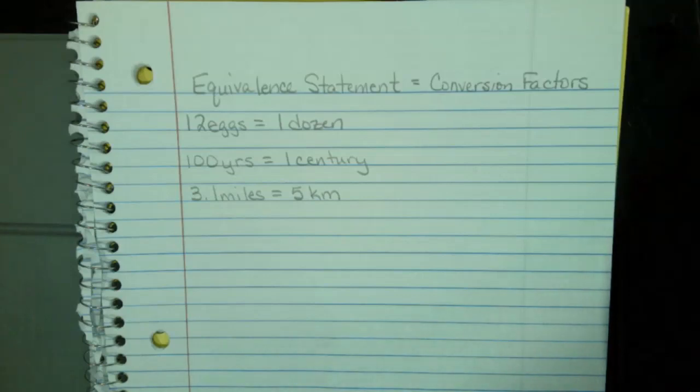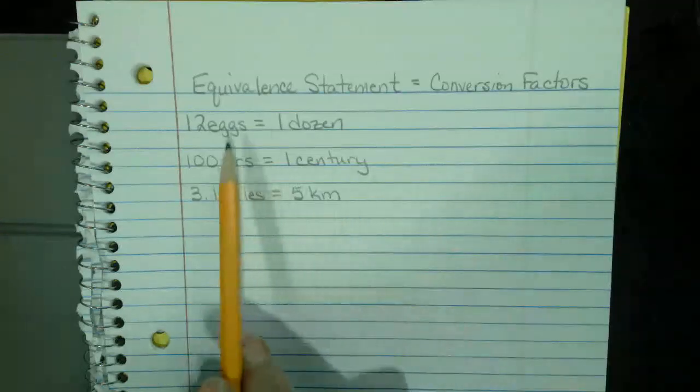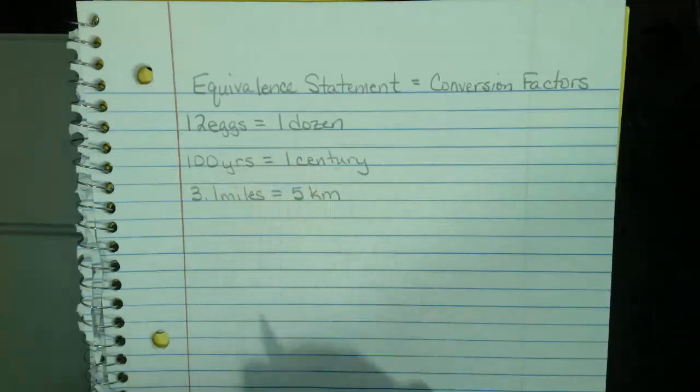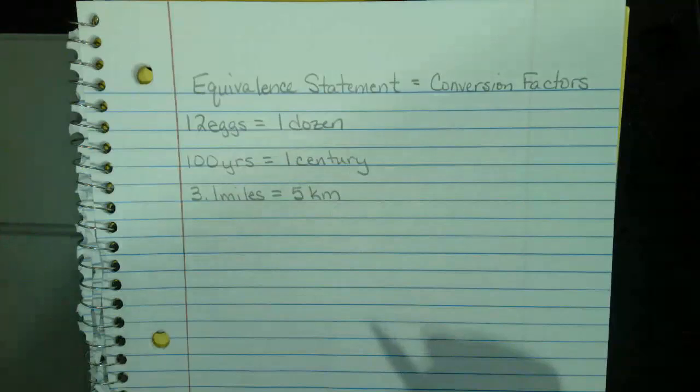One thing that we use constantly in chemistry math are conversion factors or equivalent statements. Anytime we have two things that equal one another, we can turn them into an equivalent statement or a conversion factor. Well, what is that? Simply, it's turning the ratio into a fraction.